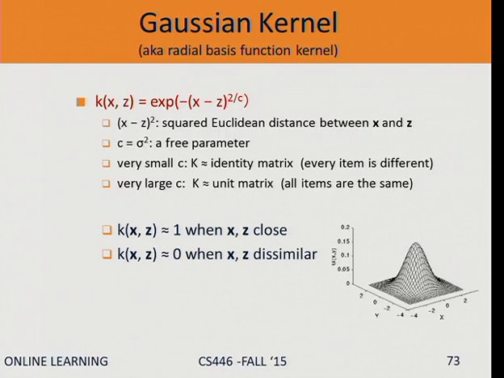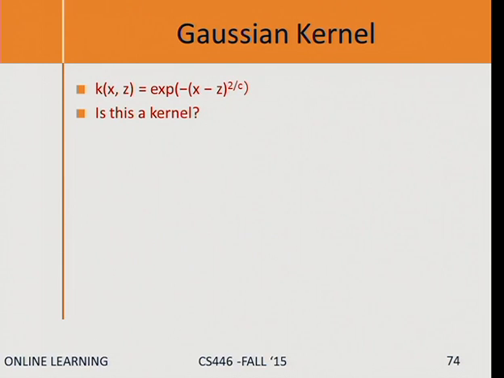And you can also play with C here. You can think about it as standard deviation, but really, again, think about it. If C is very small, you're going to get that every item is similar only to itself, right? Because C is very small, this is going to be very large. If C is very large, essentially you get 1 for everything. All the values are the same, independent of what x and z you put here, you get the same value. So you can play with this Gaussian in different ways, but the important thing is that it's a kernel. So why is this a kernel?